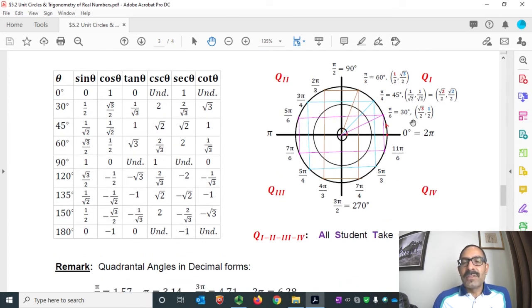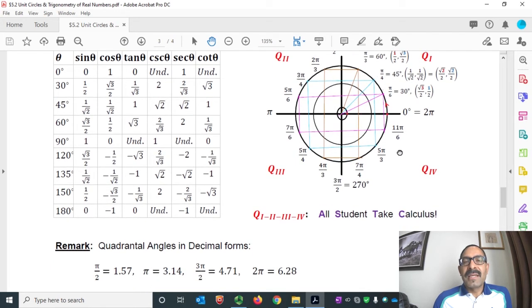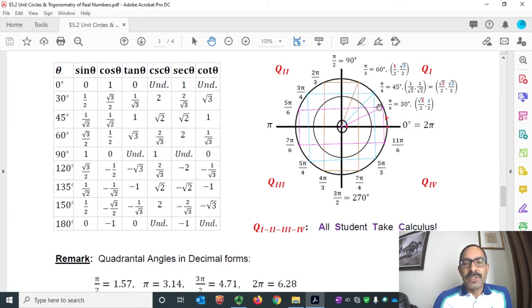And so in this diagram here, in the first quadrant, all trigonometric functions are positive. In the second quadrant, sine and cosecant are positive. And in third quadrant, tangent and cotangent are positive. And in fourth quadrant, cosine and secant are positive. So in short, we say all students take calculus. A means all trig functions, S means sine trig functions, T means tangent trig functions, and C means cosine trig functions. I hope this makes sense to you all. Now let's move on.